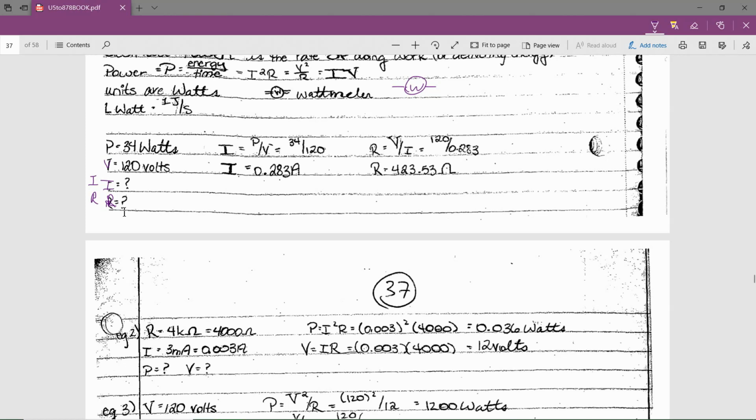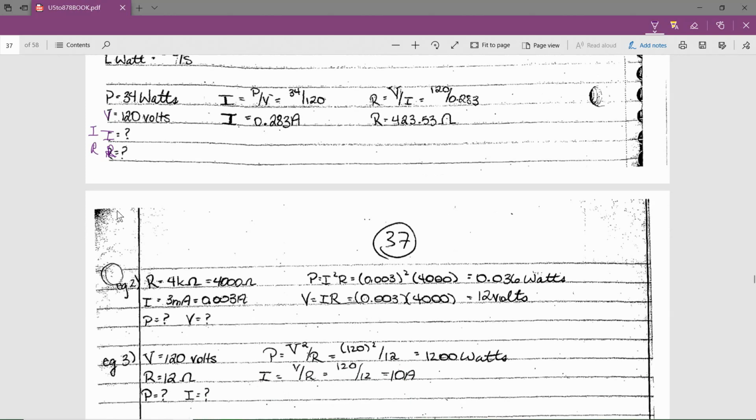If I wanted to get the work, well, I wouldn't have enough information to do that, would I? Because I don't have a time, so I can't get the work for this. Let's see, VIT, no. I squared RT, no. I don't have enough information to get the work in this example, so I can't ask that.